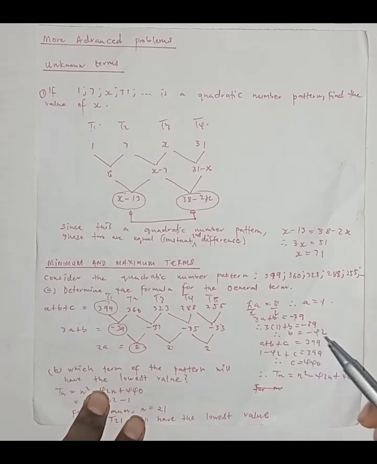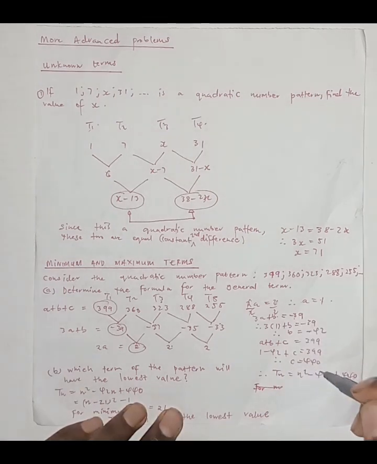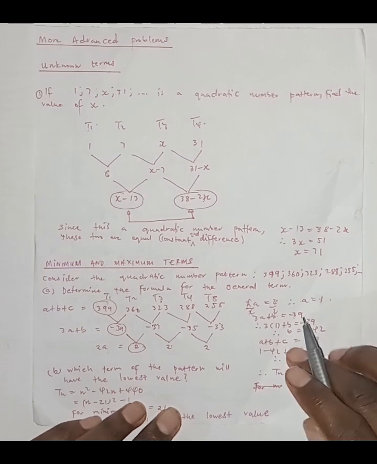We move on. a plus b plus c is equal to 399. So we substitute b and a into a plus b plus c, which gives us 1 minus 42 plus c, which is equal to 399. Therefore c is equal to 440. Therefore Tn is equal to n squared minus 42n plus 440: n squared because a is 1, minus 42n because b is negative 42, plus 440 because c is 440. Remember the general term for a quadratic number pattern.